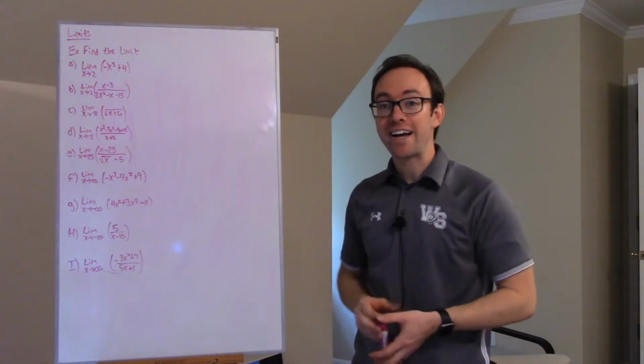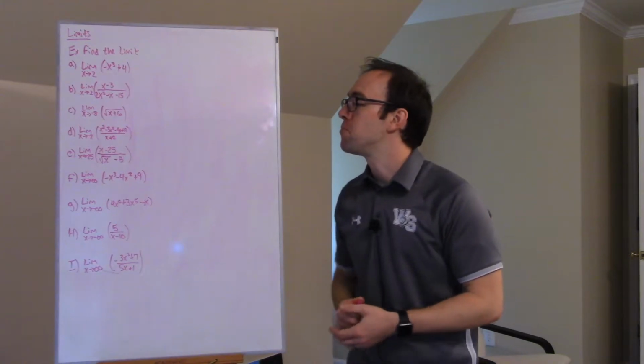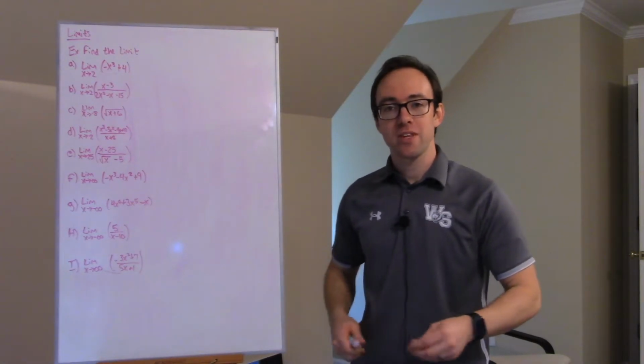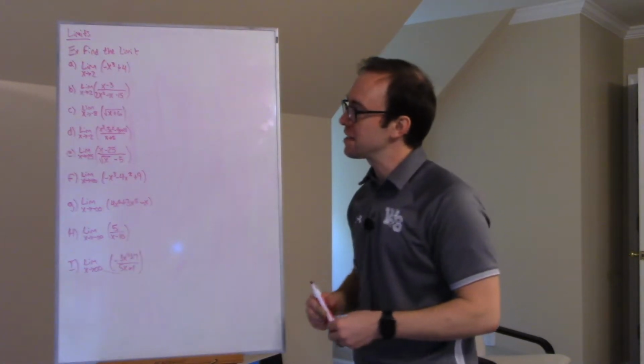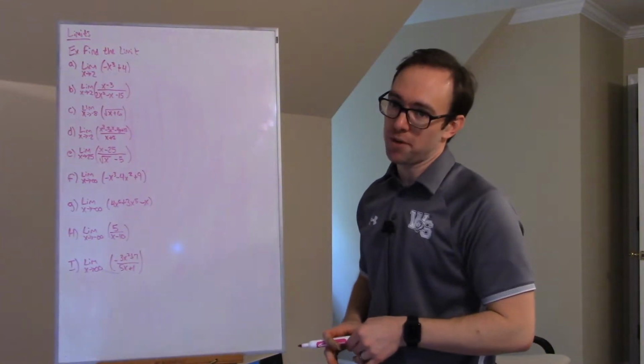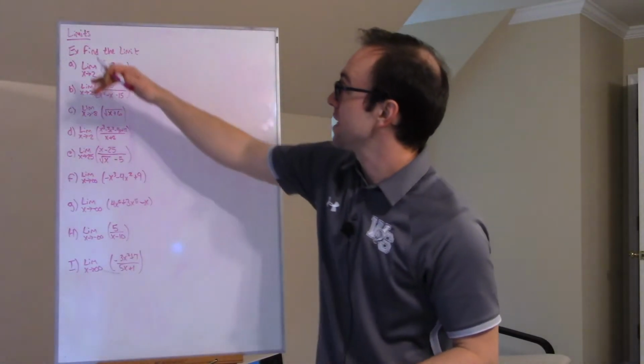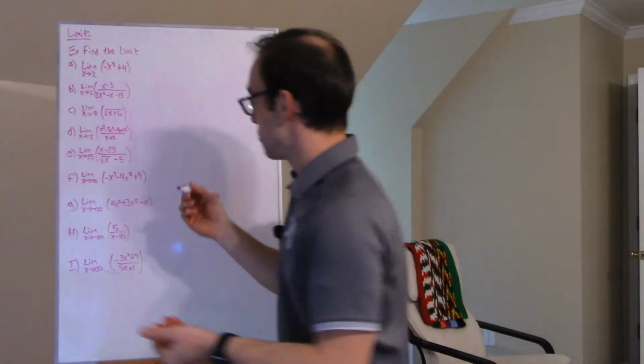I have written 9 examples up here on the board, and we're going to work through the examples one at a time. Starting with example A. Example A is the limit as x goes to 2 of negative x to the third plus 4. So for this example, we're going to be plugging in 2 for our x value.